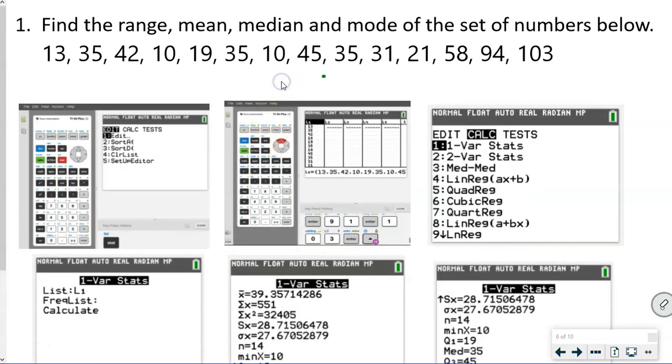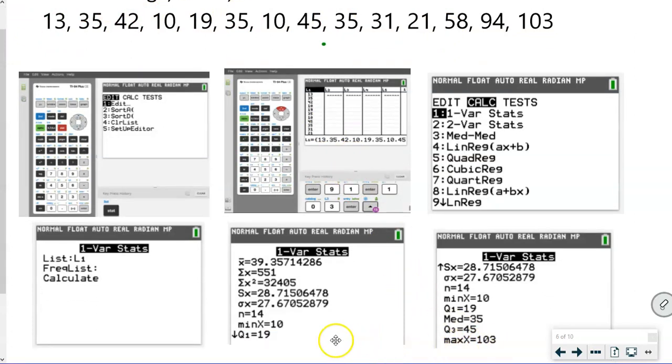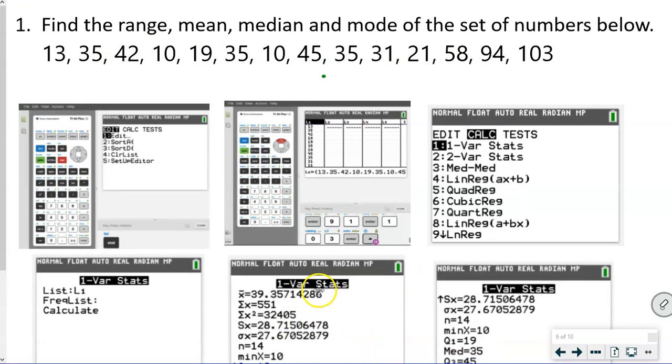So now what I want to do is go ahead and pull the data that we need. So it says find the range, okay? So to find the range, we're going to take our max here and subtract from it our min, okay? That's how we find the range, so we're going to do that first. So our range is going to be 103 minus 10, which is equal to 93.